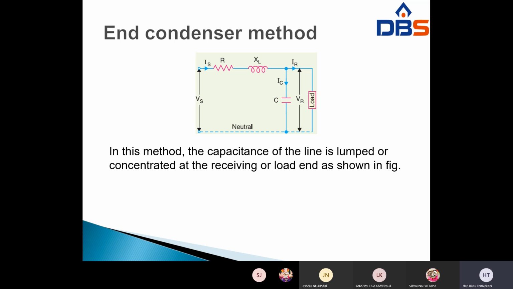The figure shows only a single phase of a three-phase transmission line, and it is more convenient to work in phase instead of line-to-line values. First, we have to calculate the phase values. After that, we have to calculate the line-to-line values. Let IR be the load current, R the resistance per phase, XL the inductive reactance per phase, C the capacitance per phase, cos φR the receiving end power factor, and Vs the sending end voltage, for phase only.